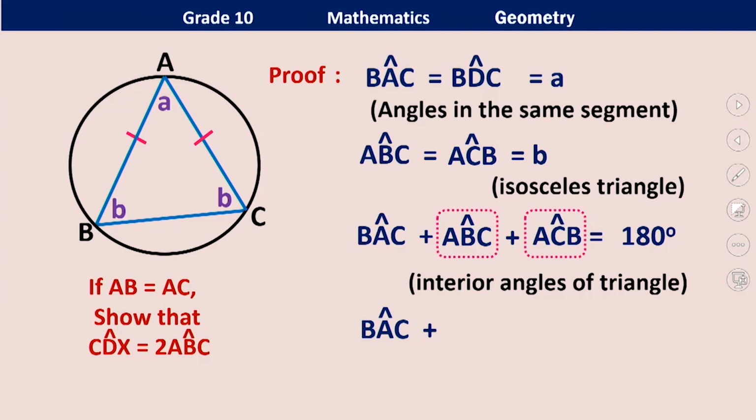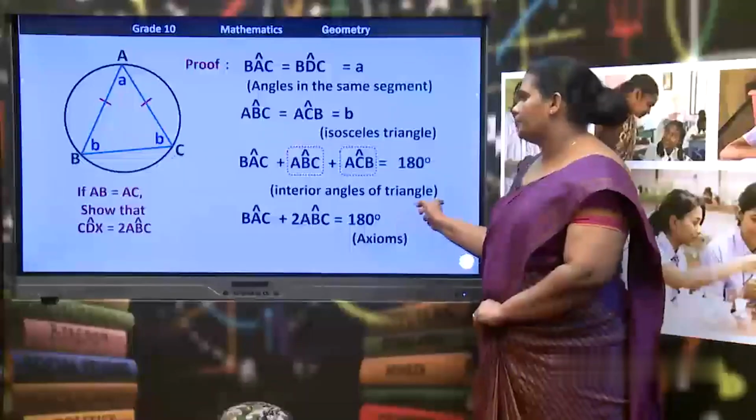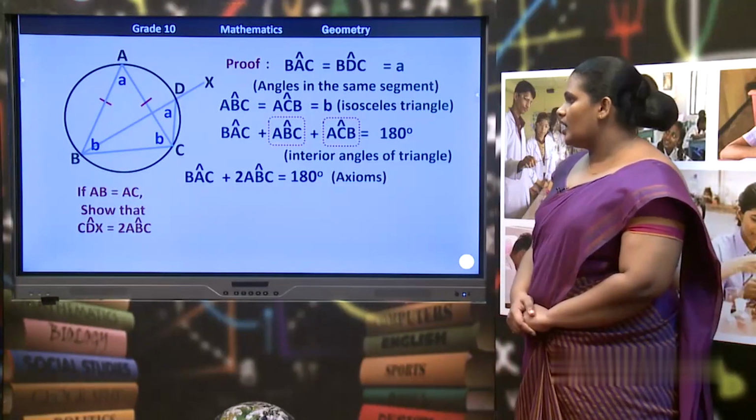So, we can say angle BAC plus angle ABC and angle ACB. What can you say about these two angles? Previously, we got that those two angles are the same. So, instead of these two angles, I am going to write twice one of them, because both are the same. So, instead of these two, I write twice angle ABC is equal to 180 degrees. There I have used axioms to write the relationship.